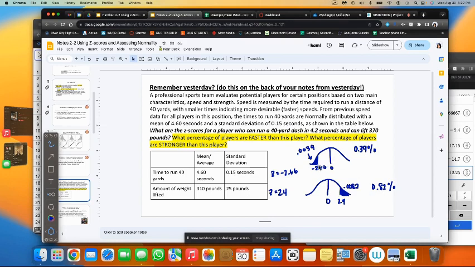Just to revisit this, the reason why we shaded the area to the left is because if you are faster than the player, you have a smaller time. So that's why we shaded to the left. In this case, we shaded to the right because we're looking for what percentage of players are stronger than this player. If you are stronger, you're lifting more pounds. So that's the area to the right. The total area under the curve is equal to 1, and this represents the proportion of the area, 0.0082, which you can convert to a percent by multiplying by 100.